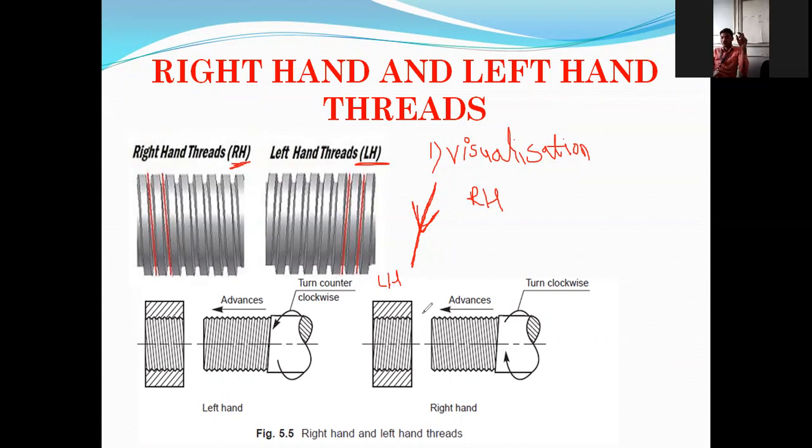If you hold a nut or bolt in front of you and observe it, if it is passing from left to right, where is it going? Towards left. So it is a left hand thread.